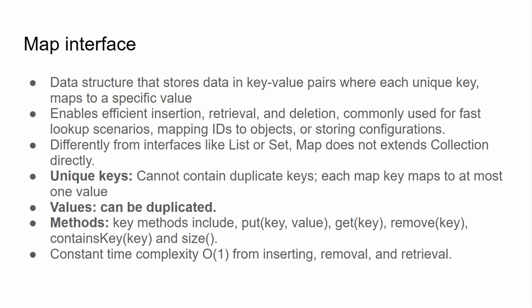Differently from interfaces List or Set, Map does not extend the Collection interface directly, okay. They have unique keys, okay. You can't duplicate the keys, but the values can be duplicated. Key methods include put, get, and remove, containsKey and size, constant time complexity for insertion, removal, and retrieval.